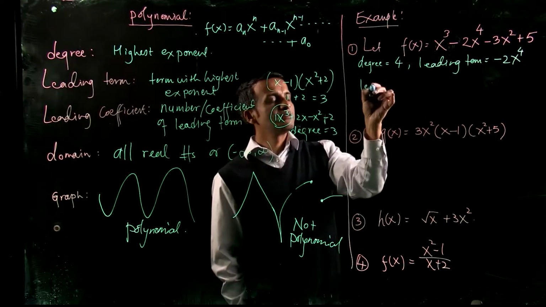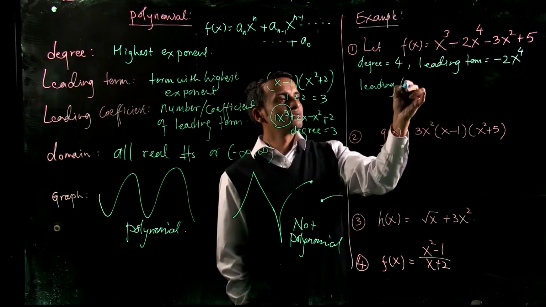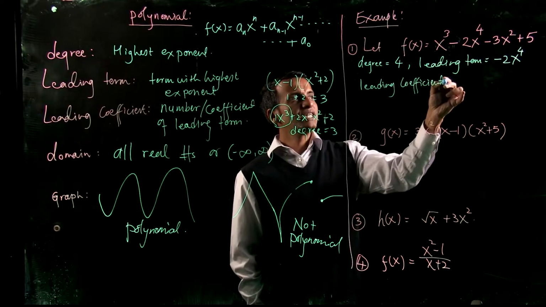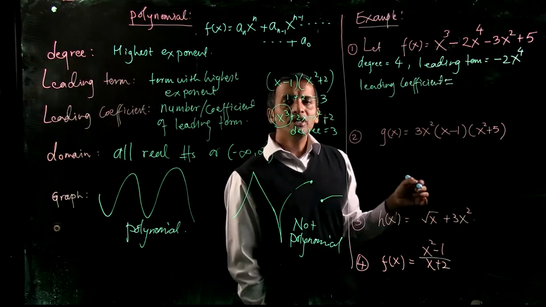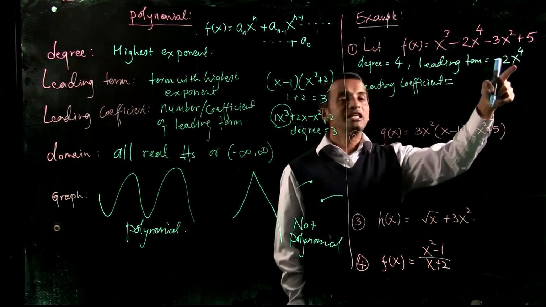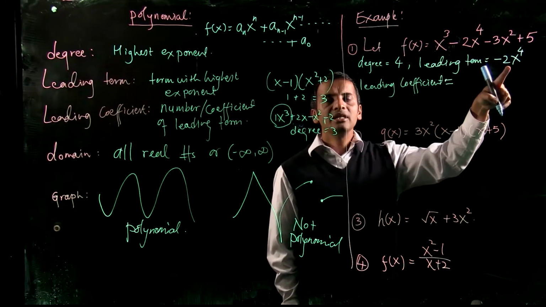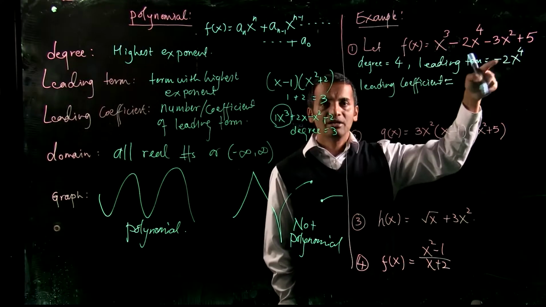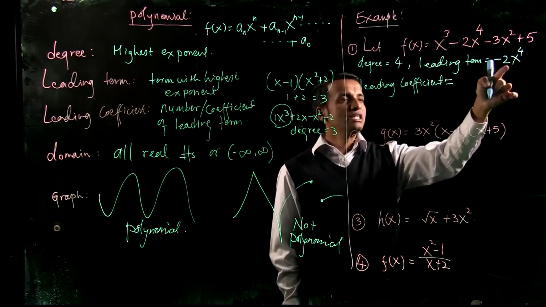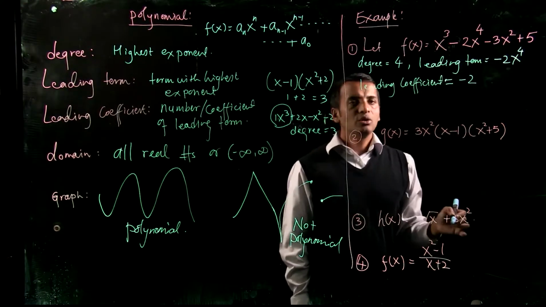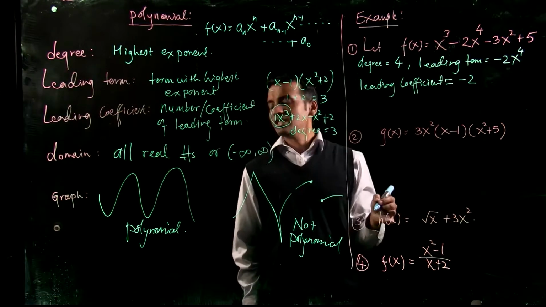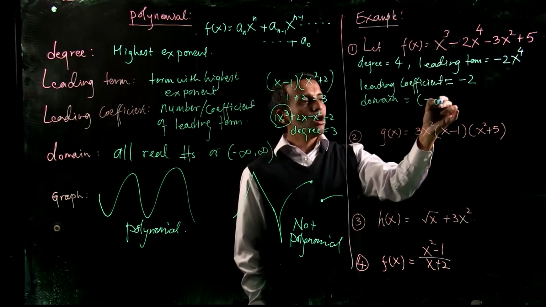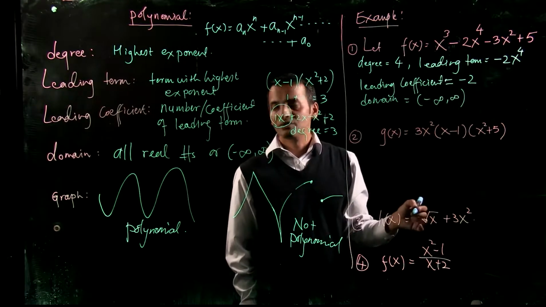What is the leading coefficient? So the leading coefficient is basically the number that comes in the leading term, that is negative 2 here, right? Basically the number that multiplies the highest exponent of x. So basically it is negative 2. So what is the domain? So the domain is always all real numbers from negative infinity to infinity.